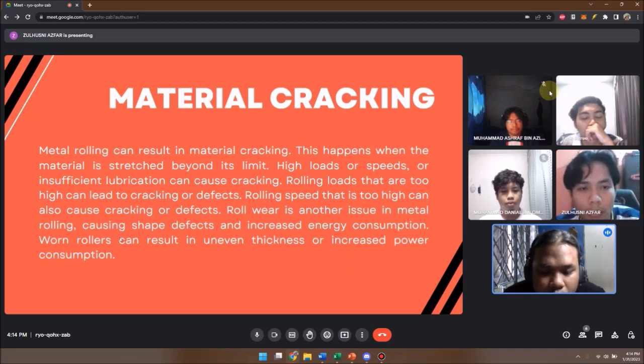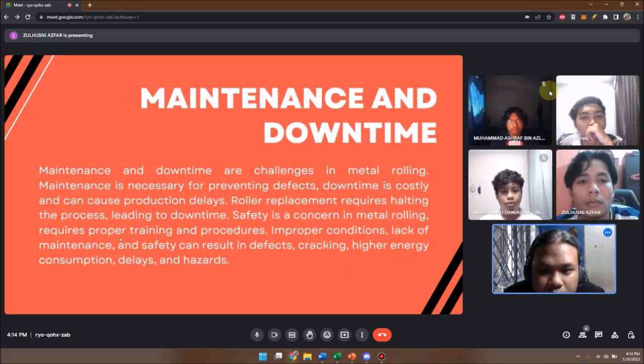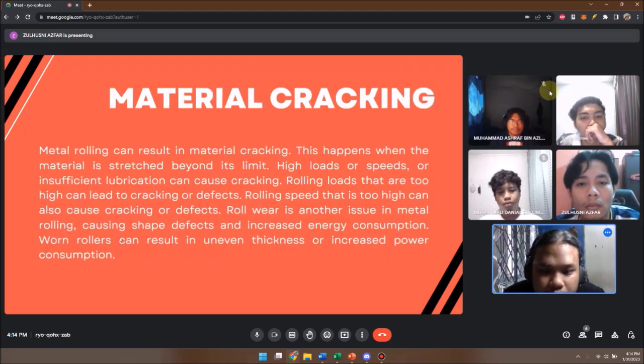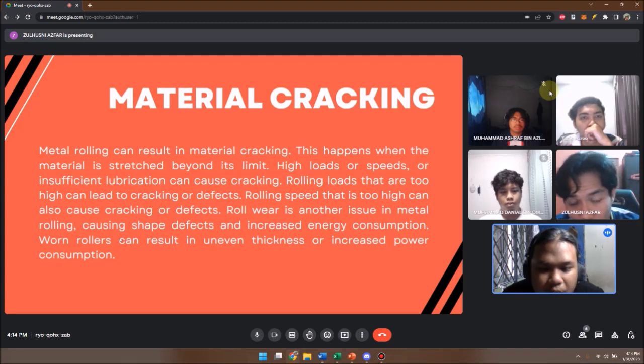For example, if the rollers are worn, they may not apply consistent pressure to the metal, leading to uneven thickness or other shape defects. Additionally, worn rollers can also increase energy consumption as they may require more power to turn and apply pressure to the metal. So lastly, we have maintenance and downtime.